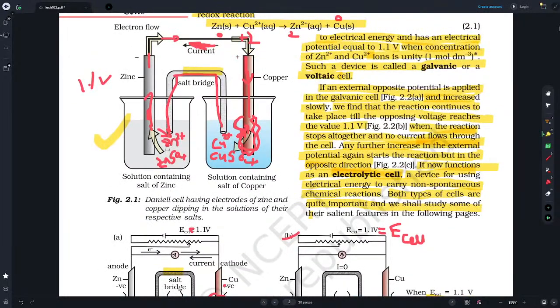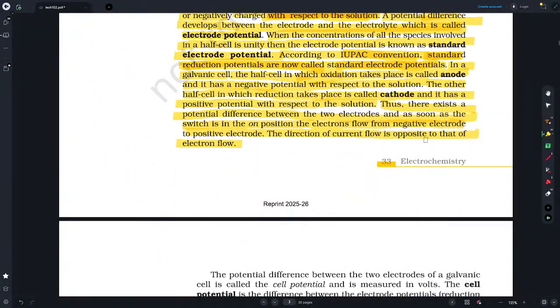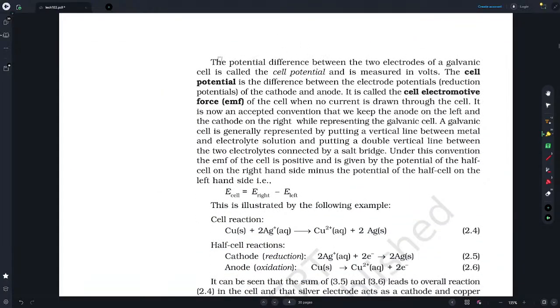With one electrode having a negative standard potential and the other having a positive standard electrode potential, there will be a difference in potential which will cause the movement of charges. And one more point they mentioned here is the direction of current flow is opposite to that of electron flow. The potential difference between two electrodes of a galvanic cell is called the cell potential and is measured in volts.